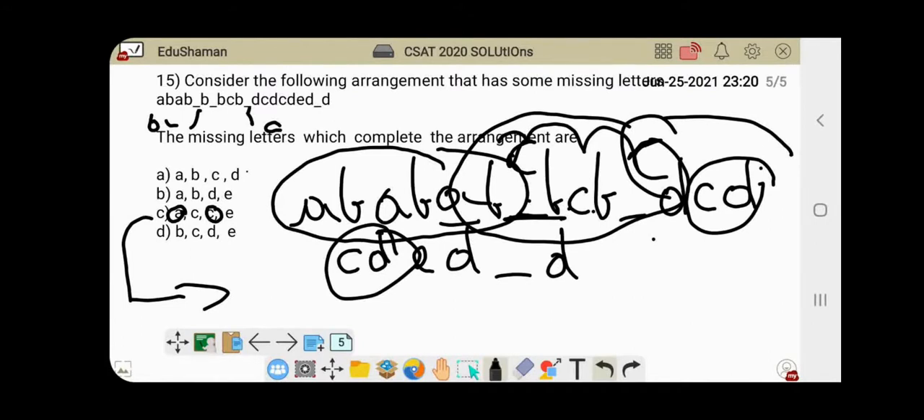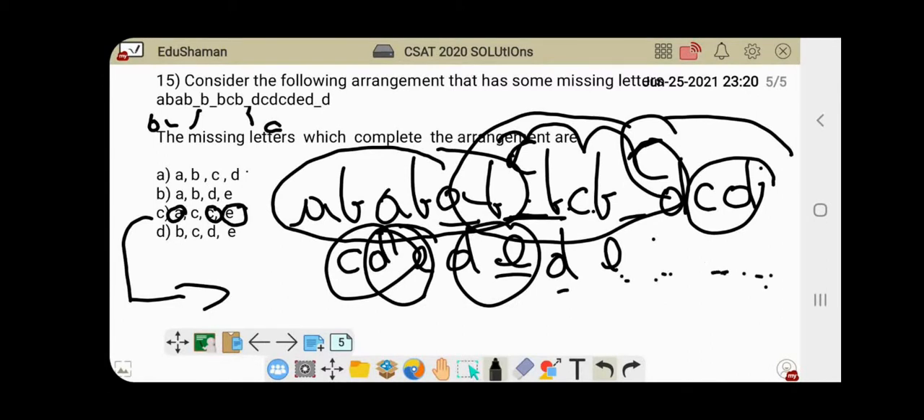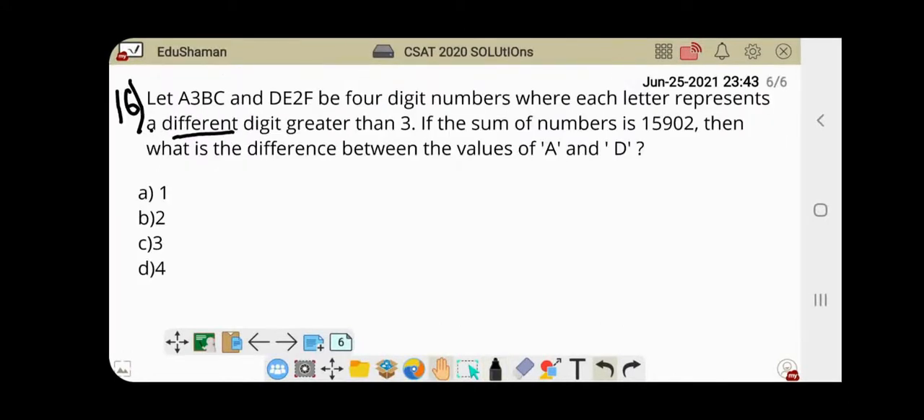But again, if I put this E over here, then I would get the D pattern continuing, and so on and so forth. Okay, so let's go to the 16th question. Okay guys, let's go to the next question.